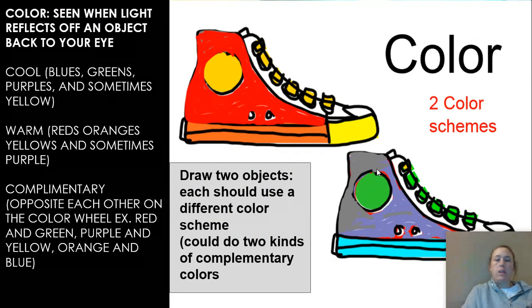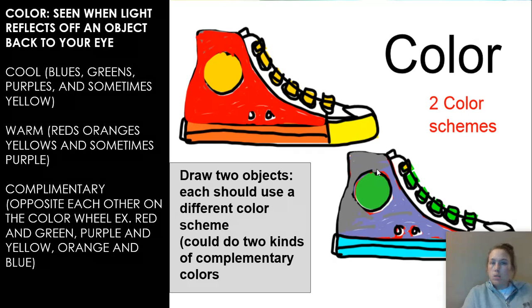The next one is color. Here you're going to draw 2 again. So not just one single one, but 2 actual color schemes you're going to choose. So draw 2 objects. Each one should have a different color scheme. So don't do the same thing with the same color scheme for each. You could choose complementary and choose 2 different kinds of complementary. So color is seen when the light reflects off an object back to your eye.